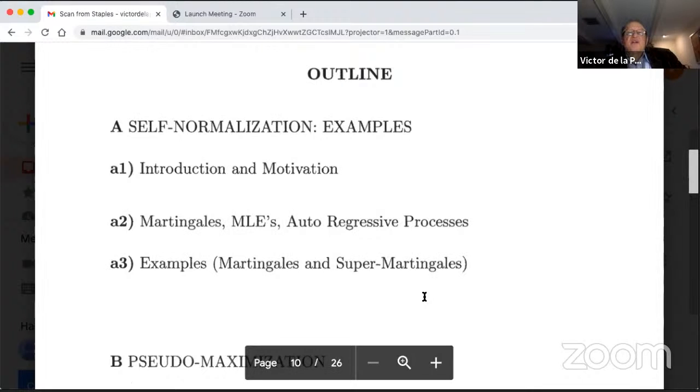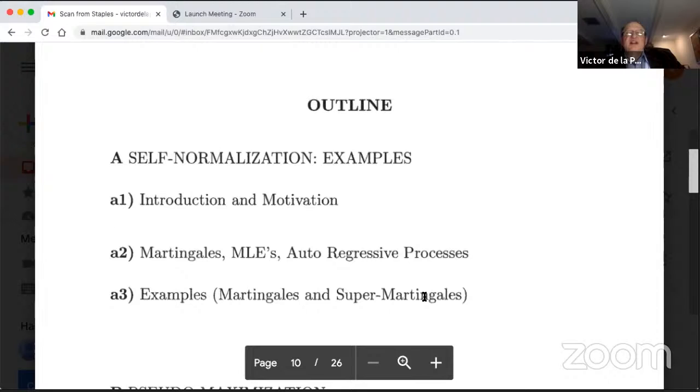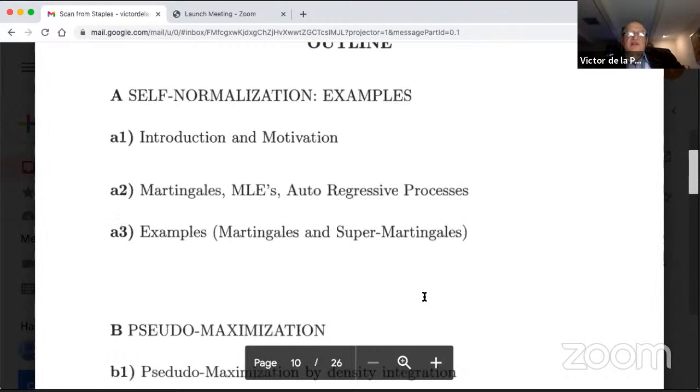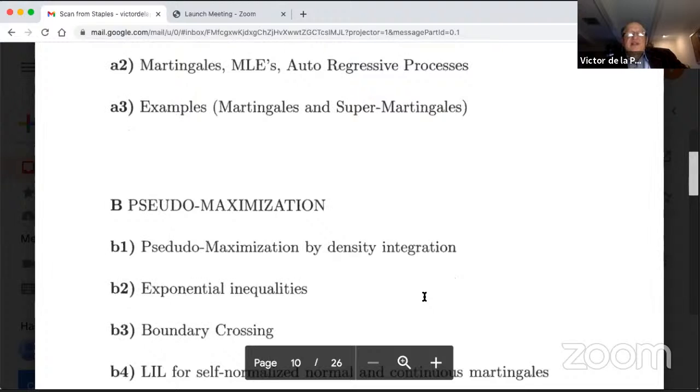Okay. So now there are examples of self-normalization. So this is the outline of the talk. We have examples of self-normalization, an introduction and motivation, martingales, MLEs, autoregressive processes, martingales and supermartingales. Then we have pseudo-maximization.